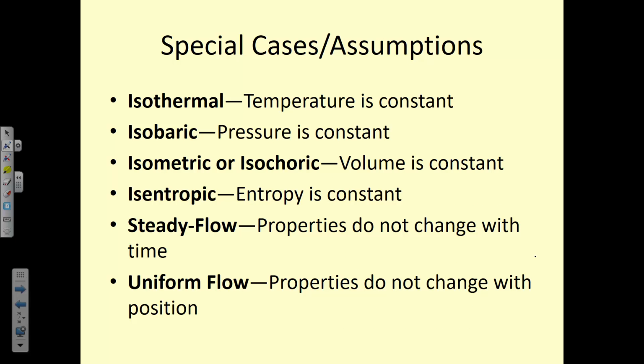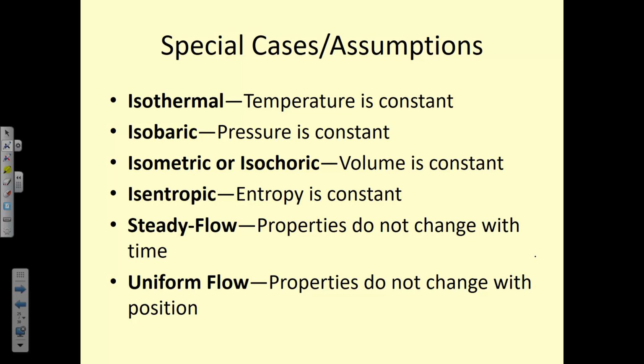As we undergo processes, there are some special conditions or cases that are important to recognize. Isothermal means the temperature is constant. Isobaric means the pressure is constant. Isometric or isochoric means the volume is constant, or in some cases that the distance is a constant distance. Isentropic means the entropy is constant. And then steady flow means our properties don't change with time.